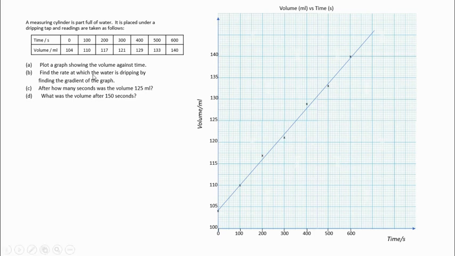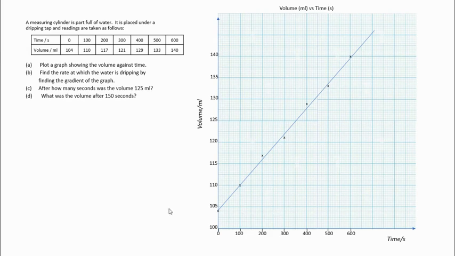Part B says find the rate at which the water is dripping by finding the gradient of the graph. So let's talk about gradient. Gradient simply means the slope of the line or the steepness of the line. It tells you how many units of increase you have on the y-axis for every 1 unit of increase on the x-axis. So it's really the rate at which the y-axis value is changing in relation to the x-axis value. So the higher the gradient, the steeper the line.